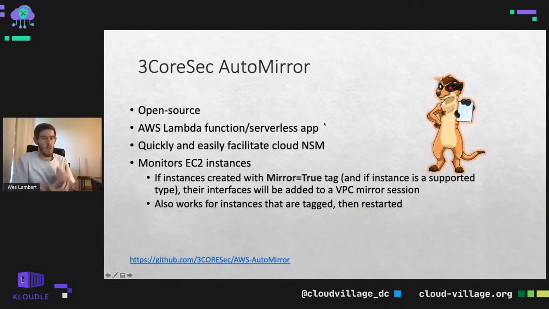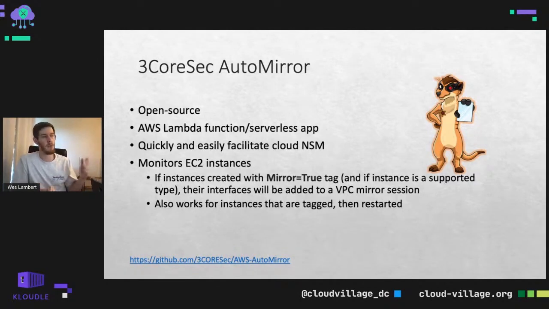Another really awesome tool to use with AWS if you're performing that traffic mirroring, and again another open source tool by Tiago and team, is 3CoreSec Auto Mirror. It's an application. Previously it was a Lambda function, but I think now it's a serverless app in the app repository that you can install. You install that and you tag your instances. You can have this come up as part of your instance creation procedure if you want to monitor it. That way, when your team is rolling out instances, you can append this mirror true tag.